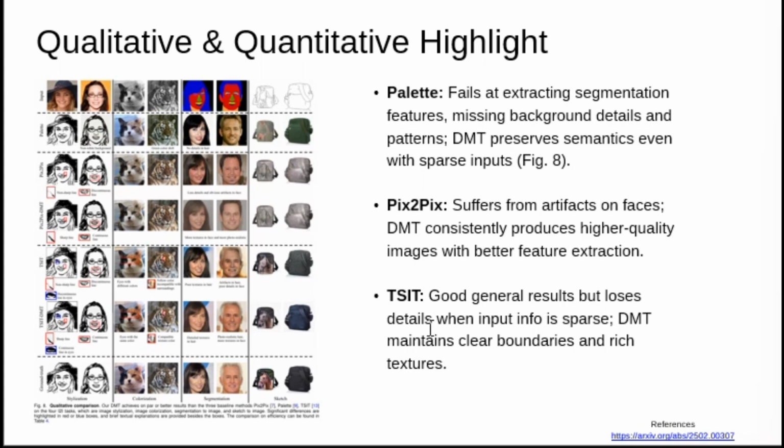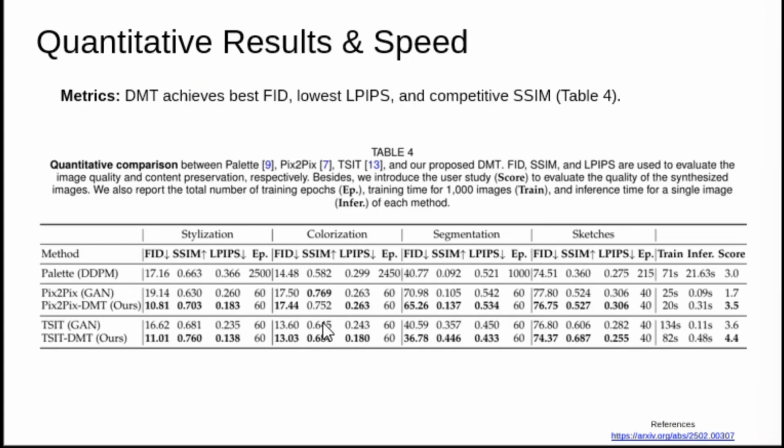Even in table 4, we will see that. Yeah, this is table 4. Palette shows good SSIM and stylization, but suffers in the segmentation and sketch tasks. For example, FID in segmentation is 40.77, while DMT goes down to 36.78, and it also performs better in scratch to image. Basically, the metric values have been compared.